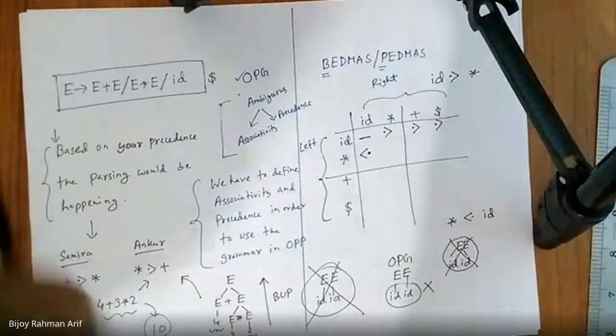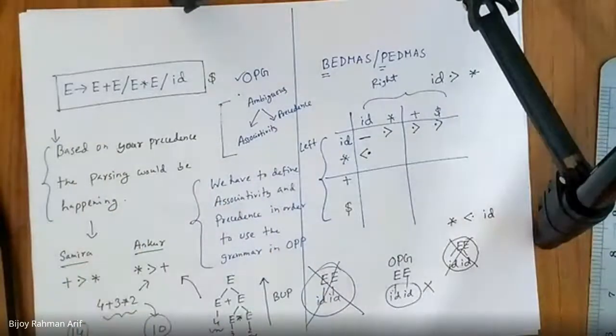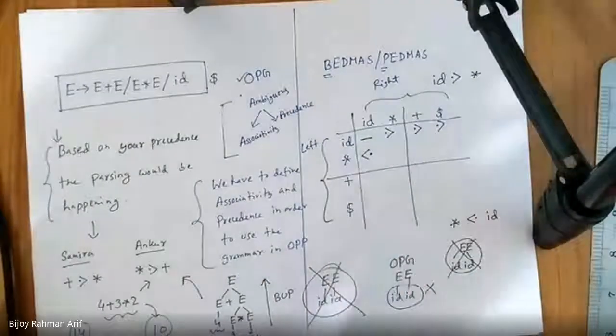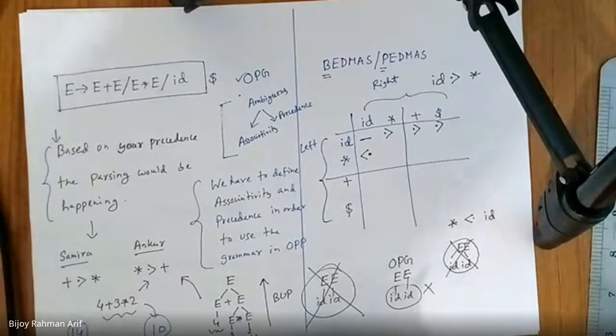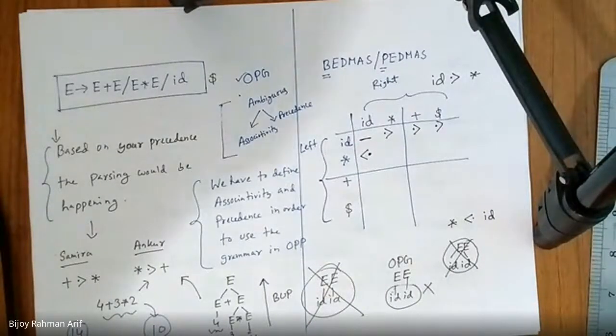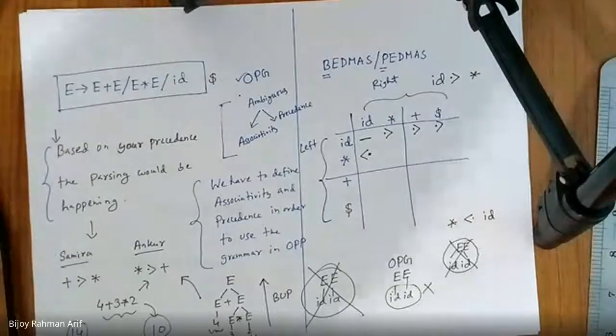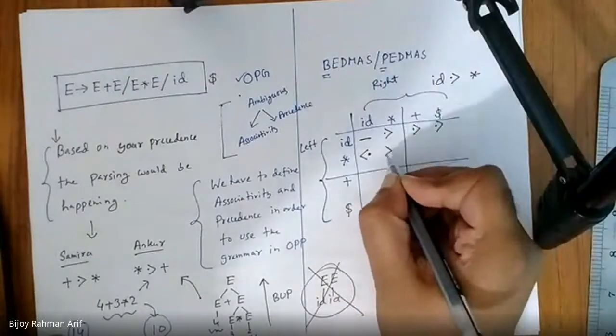Now star and star. It is an associativity problem. If we have two multiplication operations side by side, which one do I need to do first? So it is an associativity problem. Left one, because star is left associative. So we are going to do this.